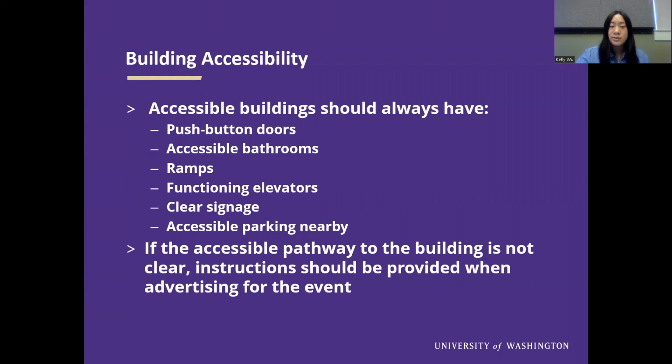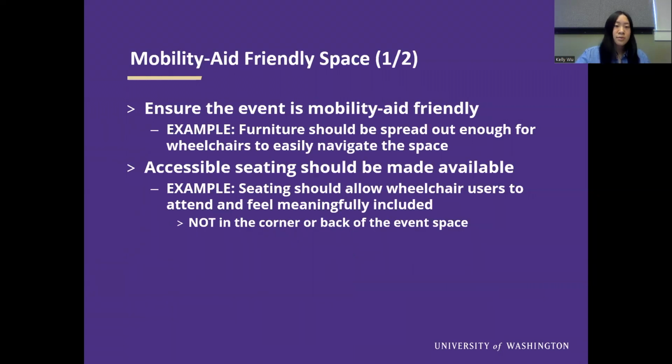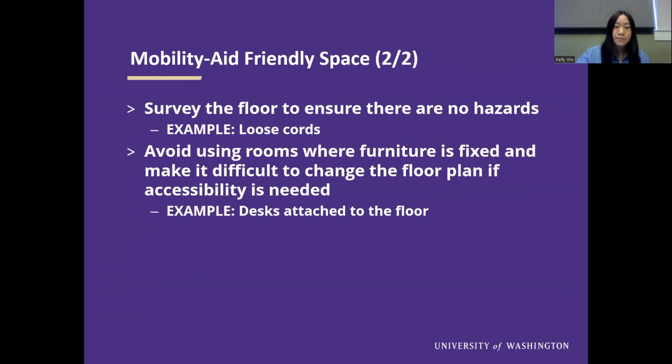And in terms of mobility aid friendly space, ensure the event is obviously mobility aid friendly. This means that the furniture is spread out enough so that a wheelchair user can easily navigate the space. Accessible seating should also be made available. For example, seating that is allowing wheelchair users to attend and feel meaningfully included and not in the corner or back of the event space.